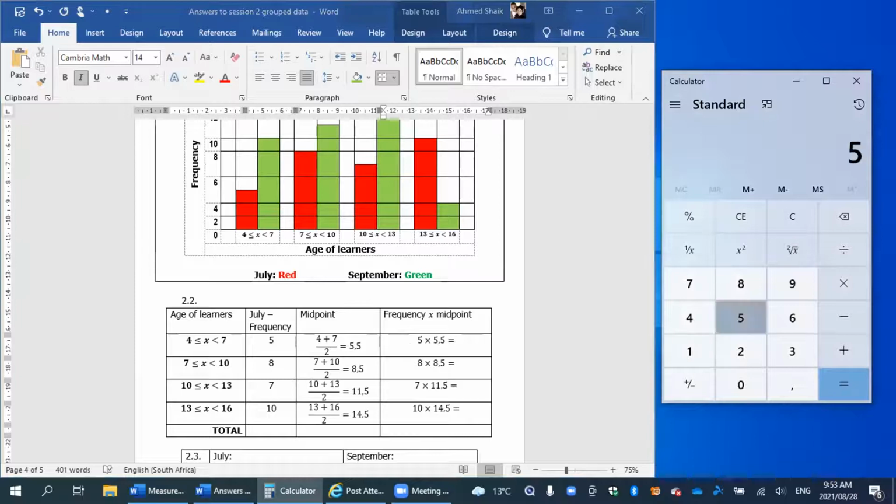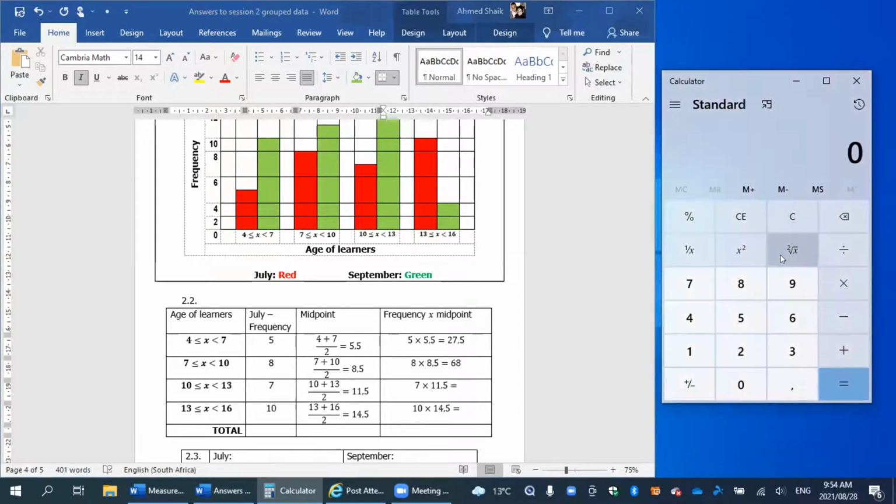So we got 5 times 5,5, and that gives us 27,5. Looking at our next frequency times midpoint, we have 8 times 8,5. That gives us an answer of 68.